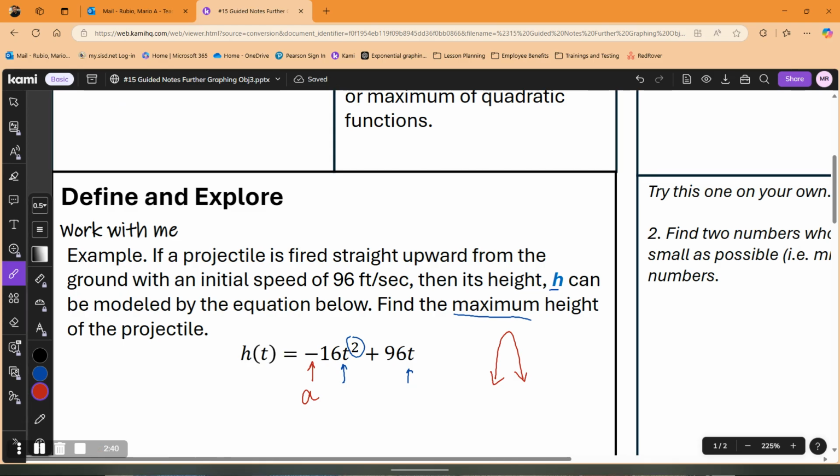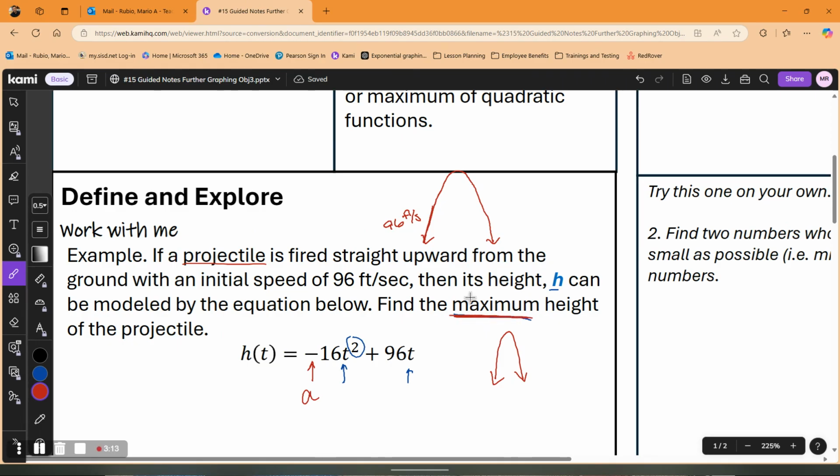Now we need to read through the rest of the problem and identify some key points. So projectile just means like a missile, a bullet, something that you shoot out of a gun or something. It's fired straight upward, so it's going to go straight up with an initial speed of 96 feet per second, and then its height can be modeled by the equation below. So basically, you're going to shoot something up into the air, it's going to come back down, and what we're trying to figure out is the maximum height, okay?